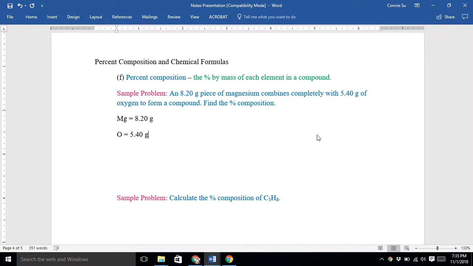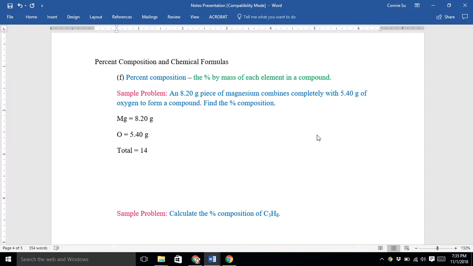Just like how we normally find percent, percent is out of 100, and here we need to know what this is out of. So I'm going to add them up to get a total. 8.2 plus 5.4 is equal to 13.6 grams.